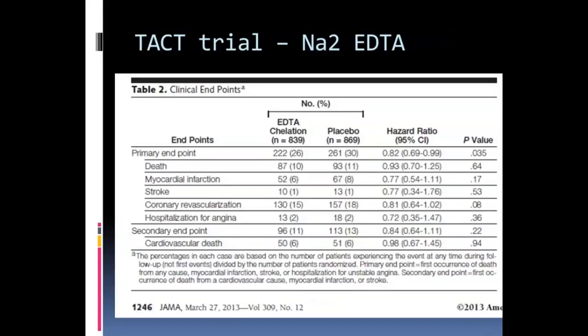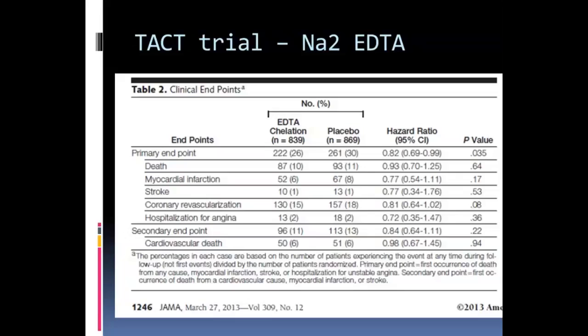And so here's their clinical endpoints slide, and I bring this up because it's often misinterpreted. So if you look at the individual endpoints like death, the rate is the same, statistically and clinically equivalent. Myocardial infarction is the same, stroke is the same, hospitalization for angina is the same. There's a little bit of difference, a 3% difference in coronary revascularization, but it's not statistically significant, and it's borderline if that would be clinically relevant.